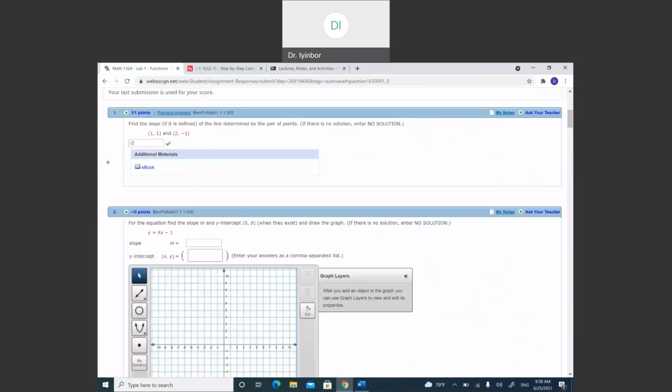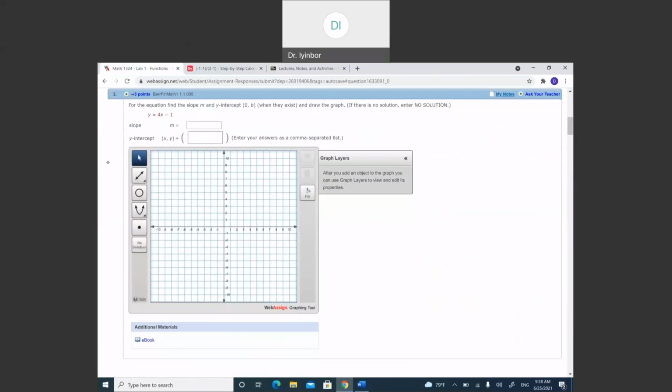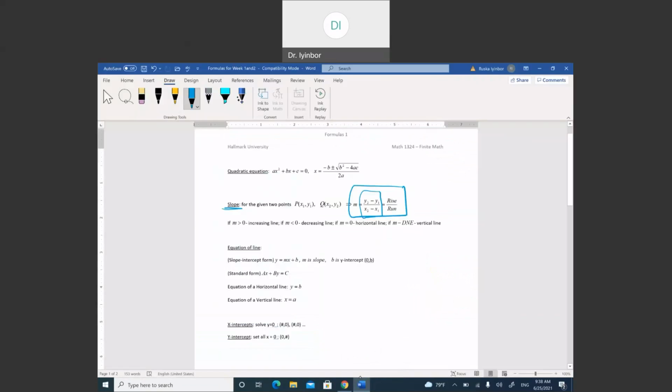Okay? So going back to number 2. For number 2, for the given equation, we have to find the slope and the y-intercept. Here I'm going to go back to my formula sheet to show you. If you remember from algebra, there are two types of equations of a line: slope-intercept form and standard form.